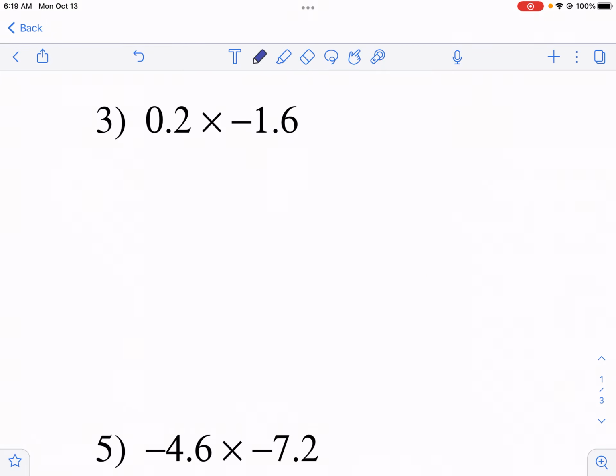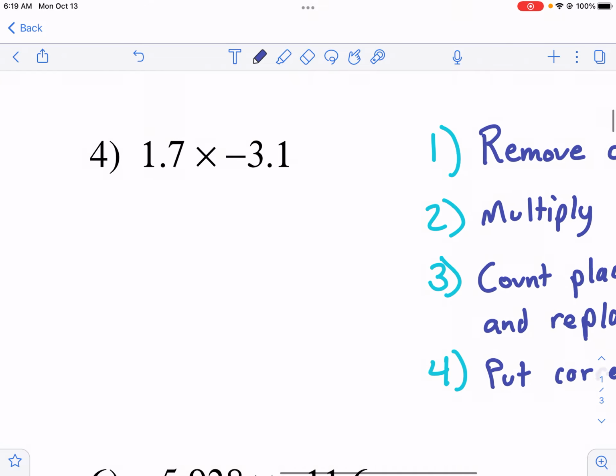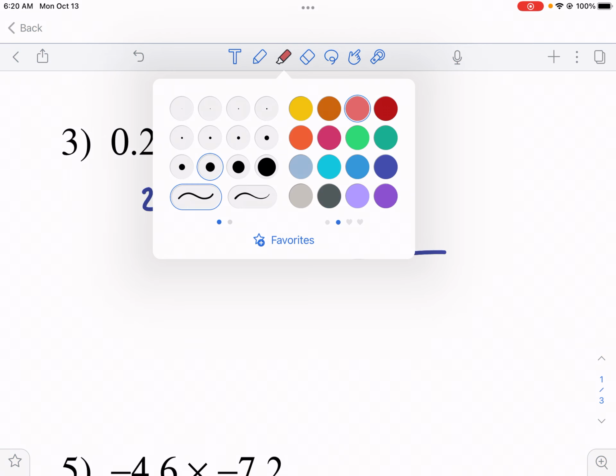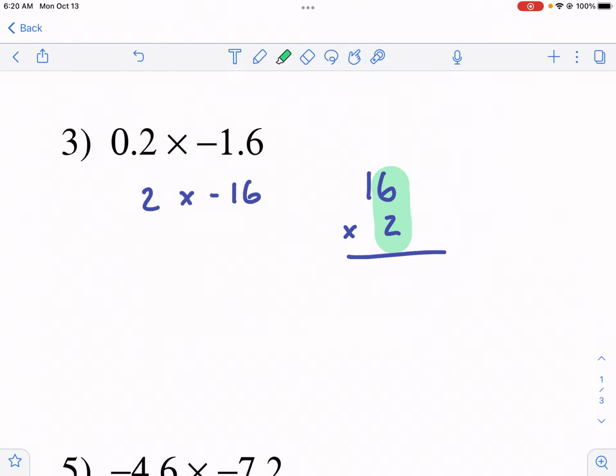The first thing it says is we are going to remove decimals. What that essentially means is we're going to pretend this is a number 2, and this is the number negative 16. Now, even for right now, we didn't have to worry about the negative. We're just going to multiply this like 16 times 2, which we should be pretty comfortable with. Essentially what we're doing here, if you need a quick refresher, is we are multiplying the 2 times the 6 first, and that's 12.